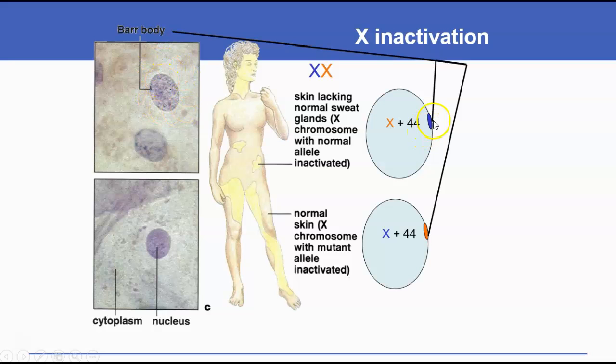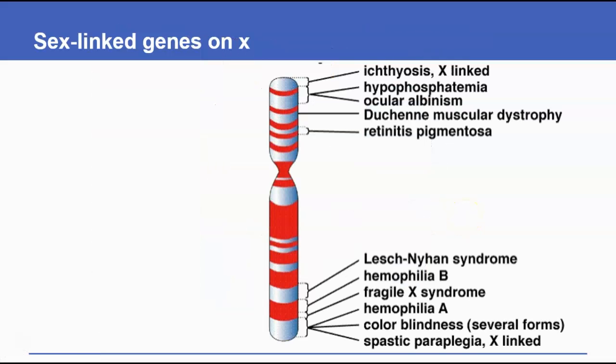bar body. And you can see the fact that this is sort of a random inactivation by looking at specific genes within the X chromosome and looking at different expression within an individual. You can see that there is this mosaic of some cells having one X inactivated and other cells having a different X inactivated. So what are the genes that are on the X chromosome?